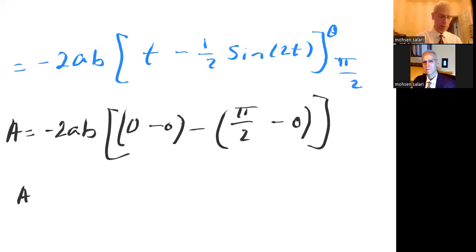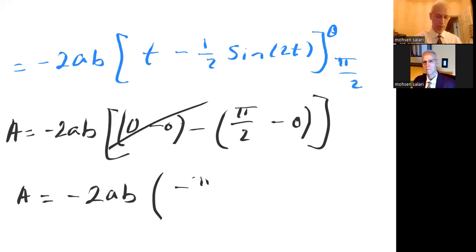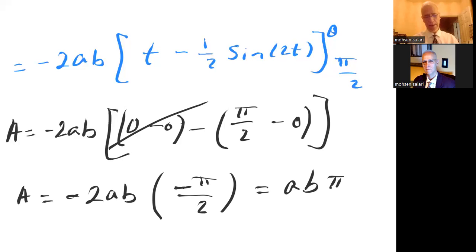So area equals minus 2ab, so this goes away, times minus pi over 2. And the 2's cancel, and this negative sign with this negative sign cancels out. So I'm left with ab pi, or pi times ab, it doesn't matter. Okay, I'll do more examples for you and talk to you soon.